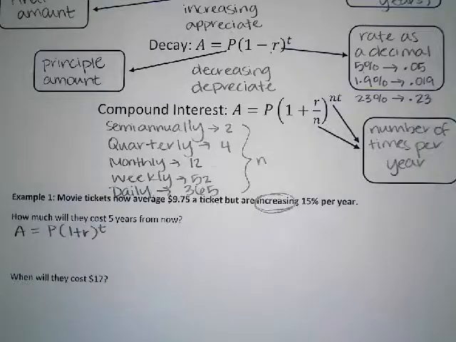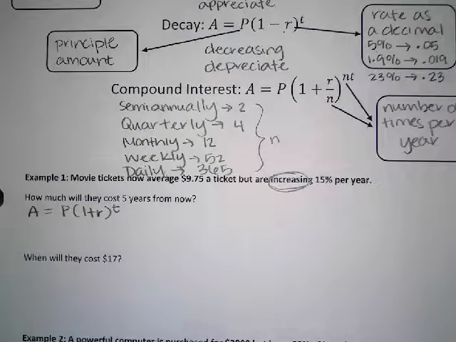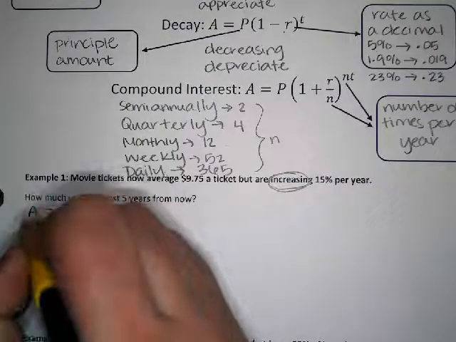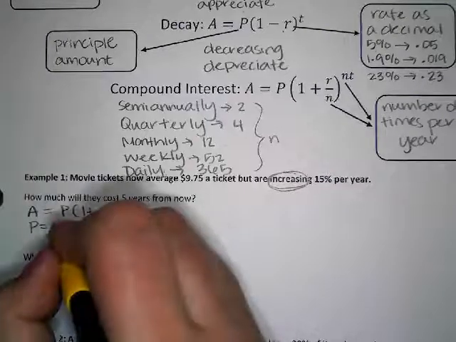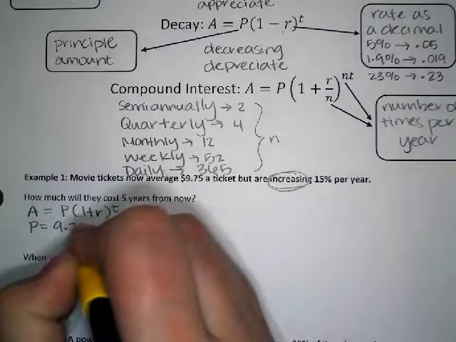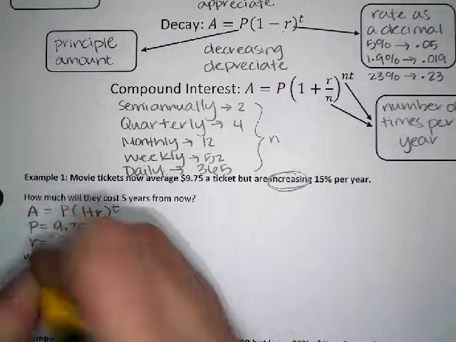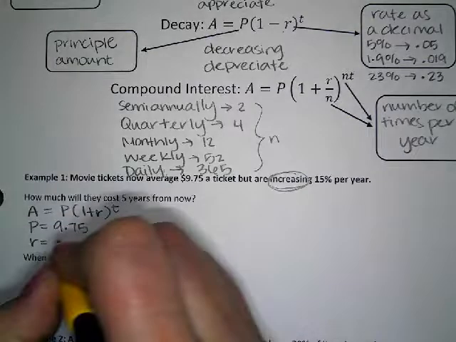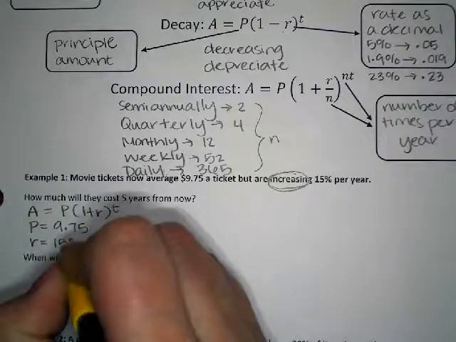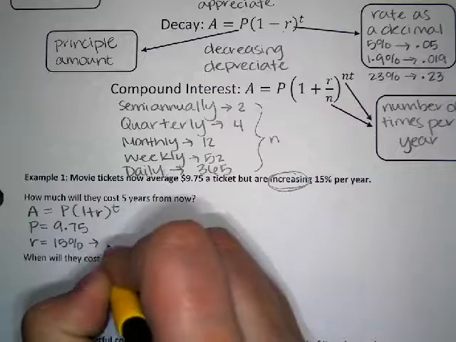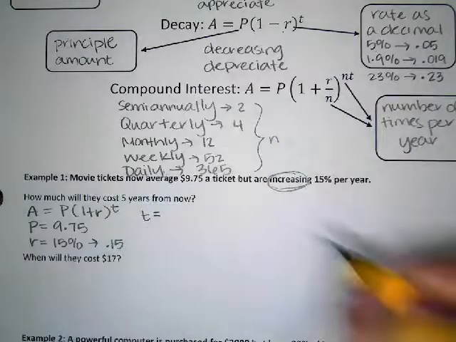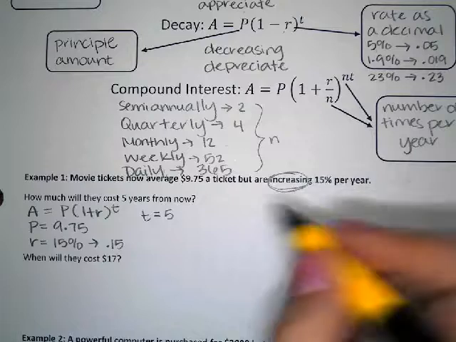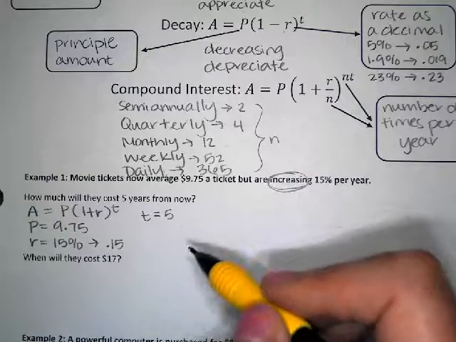So based on the problem, what is the principal or the starting value? 9.75. Okay. What is the rate? Yeah, 15%, which is going to be 0.15. And then what's the time we're going to use? 5. Okay. So the way this first question is phrased, this is not a Math 3 question.